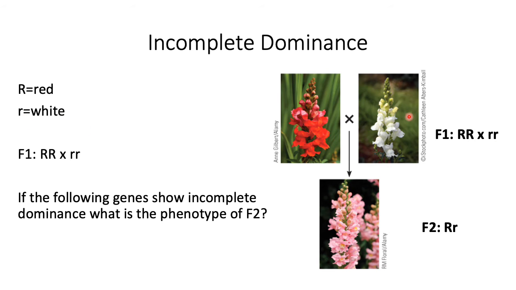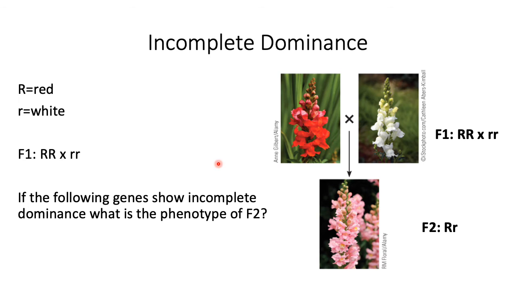And when you cross them, you end up with an F2 generation of heterozygous dominant, but even though it's heterozygous dominant, it's a mixture of the previous genes. So in this case, it's pink. And so although it's heterozygous dominant, the color is pink because there's incomplete dominance, meaning that one gene is not dominating over the other. They're both like a mixture of each other.